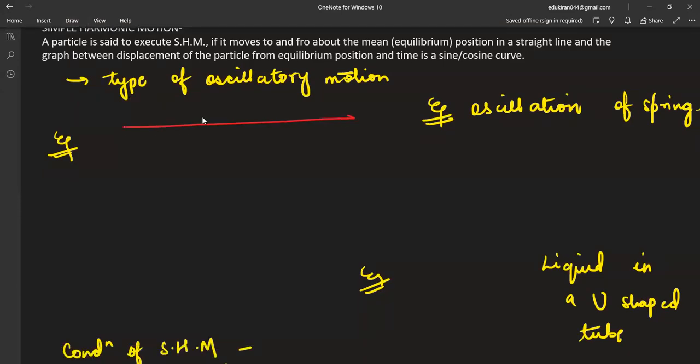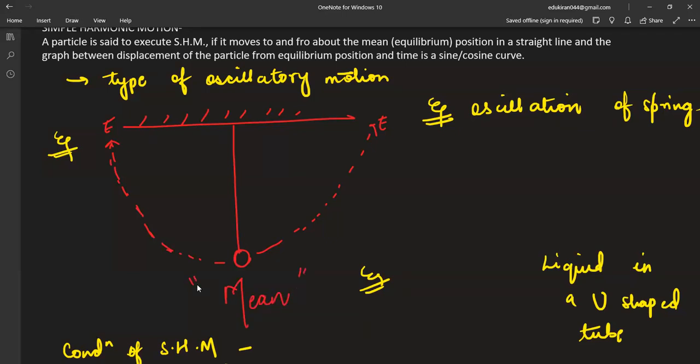Like a type of oscillatory motion: suppose this is a bob. This is going to its extreme position, coming back. Again going to its extreme position, coming back like this. This original position is known as the mean position.